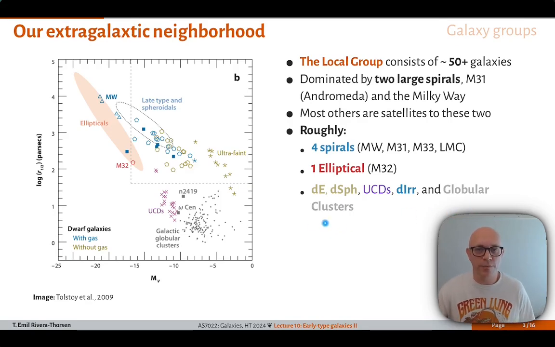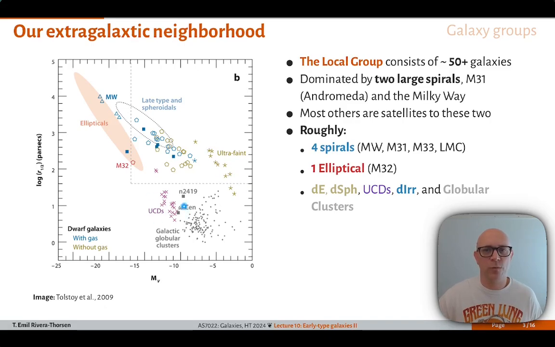We can see all these different classes over in this plot here on the left side, which we have taken a look at before, where we have their luminosity along the x-axis and their size, or compactness, you can say, along the y-axis. And the Milky Way and Andromeda sit up here and are both large spirals. They are very bright. They also have quite large radii. And then we have late type and spheroidals here. We have the ultra faint ones here.